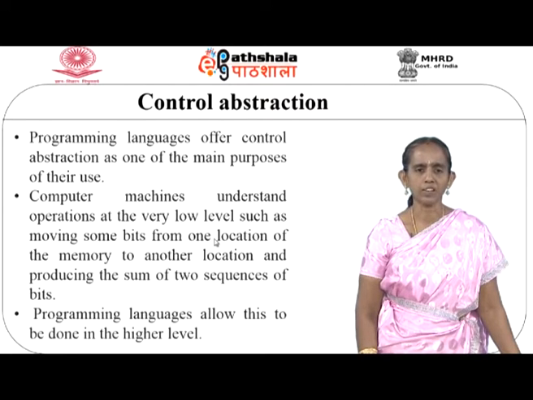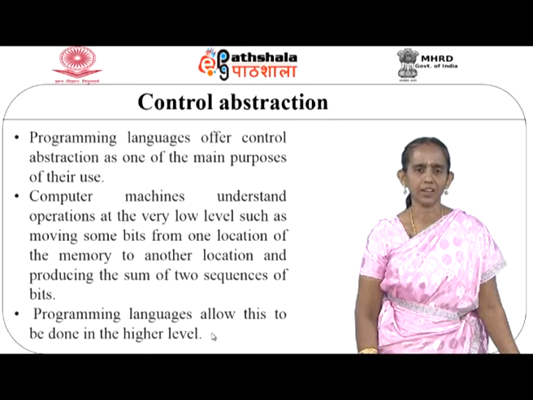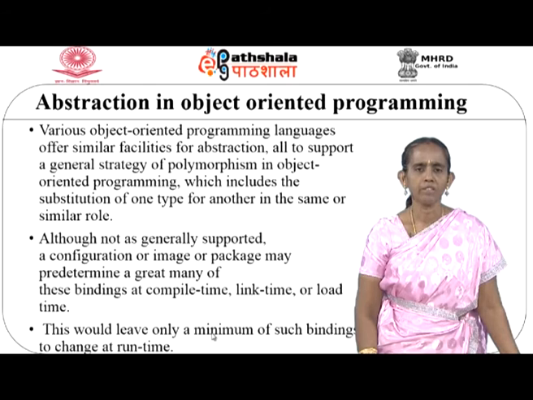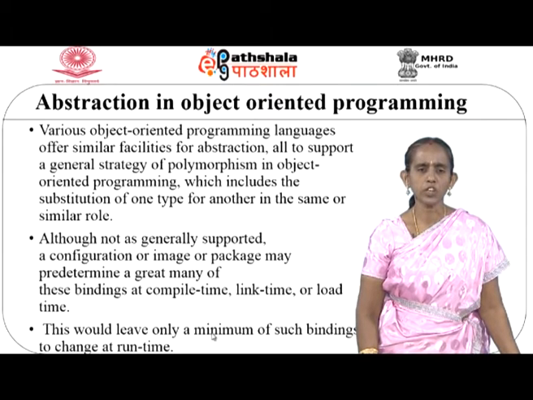Computer machines understand operations at the very low level, such as moving some bits from one location of the memory to another location and producing the sum of two sequences of bits. Programming languages allow this to be done at a higher level. Various object-oriented programming languages offer similar facilities for abstraction, all to support a general strategy of polymorphism in object-oriented programming, which includes the substitution of one type for another in the same or similar role.